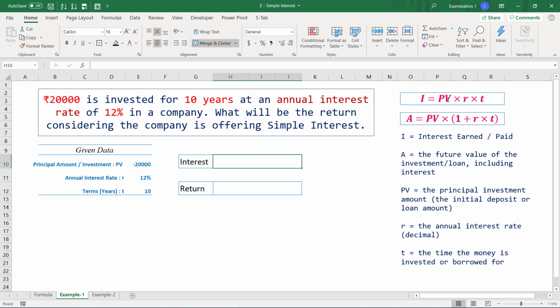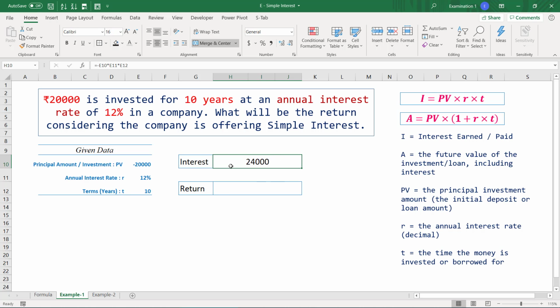Now, how to calculate interest? As we talked about, I = PV × R × T. So I'm going to type equal to present value into R into T. So this is the interest, and since I'm supposed to receive this amount against my investment, I'm going to multiply this by negative, and therefore I'm going to earn 24,000 as interest by investing 20,000 for 10 years at an annual interest rate of 12%. So this is only the interest.